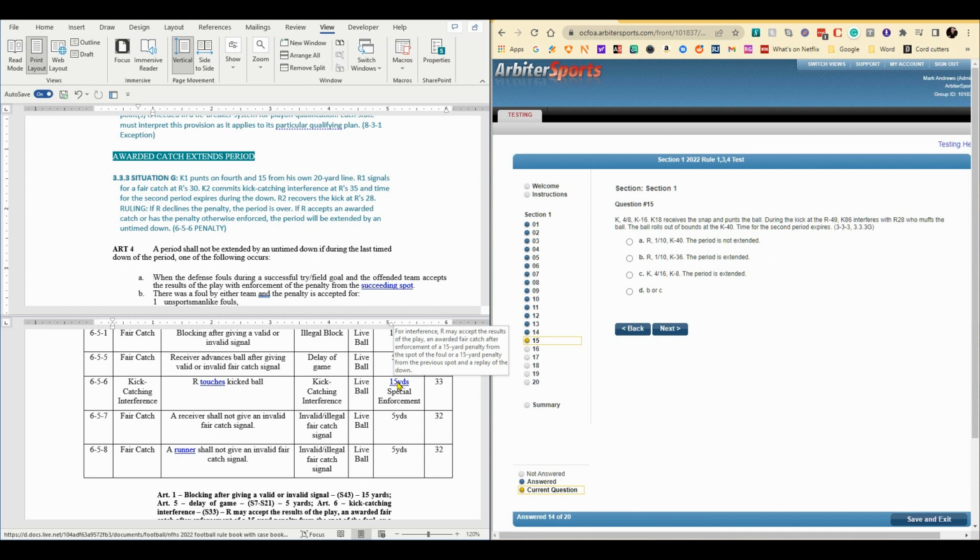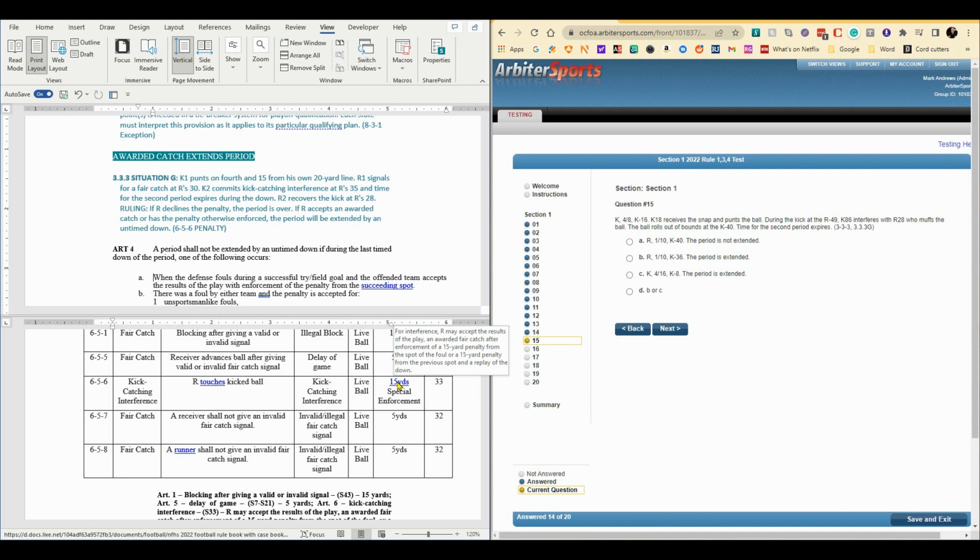Okay, so if K interferes and R ends up still advancing a good long way, they will take the results of the play. In this case, the ball goes out of bounds at the K40, which actually is pretty good. So they've gained 11 yards, but they're going to get 15 yards if they accept the awarded fair catch.